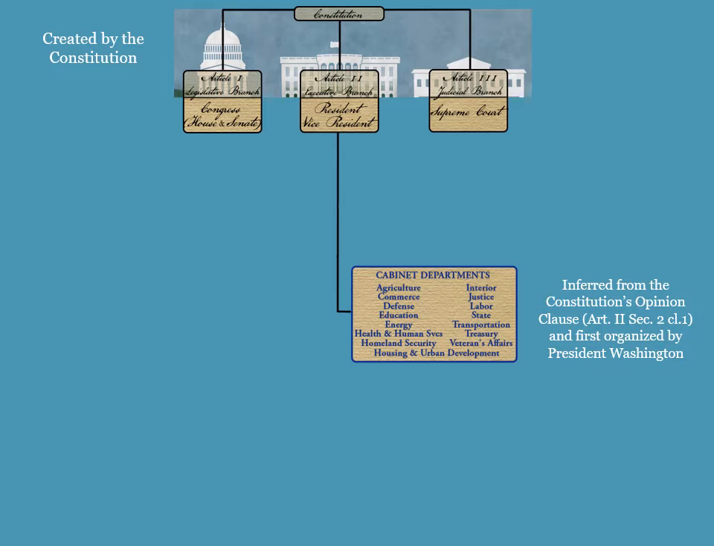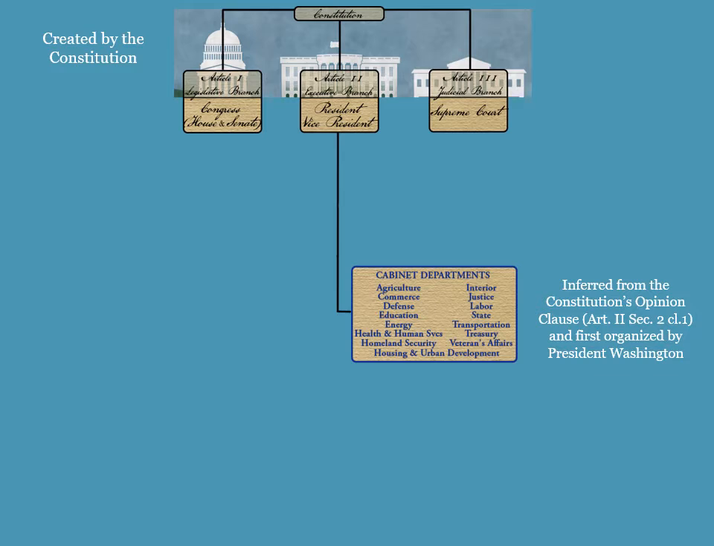The Constitution does not create specific cabinet departments, but it does reference these departments because the Constitution permits the president to, quote, seek the opinion of the principal officer in each of the executive departments. The first Congress created the first four of these executive departments: State, War, Treasury, and the Post Office.